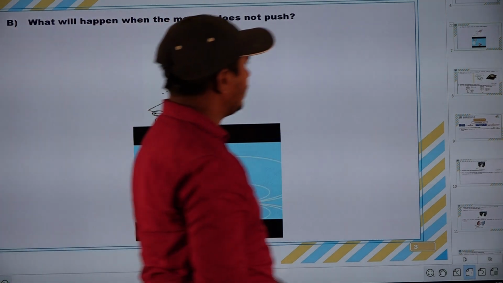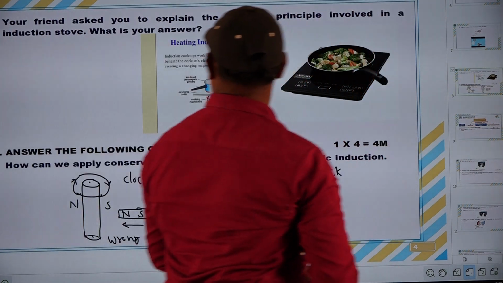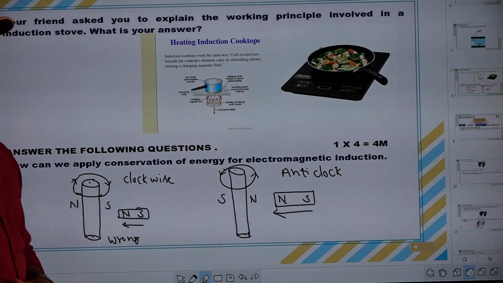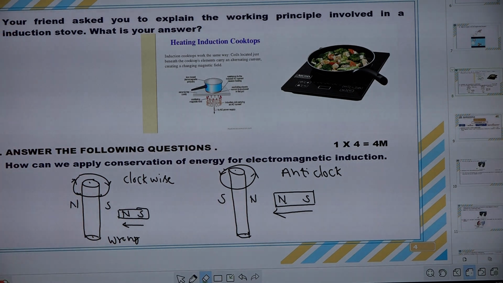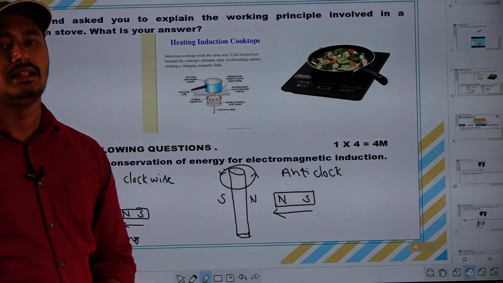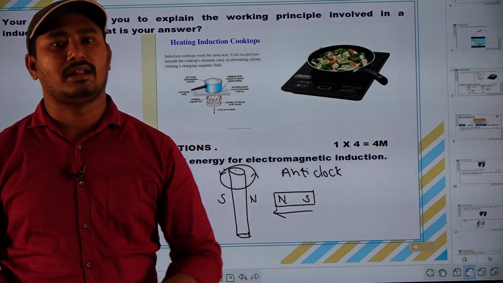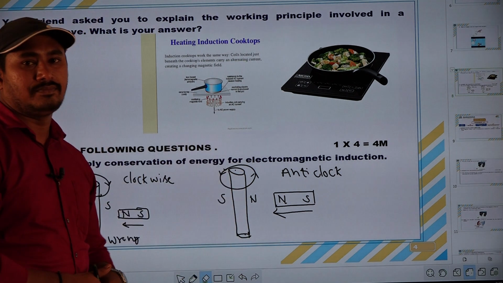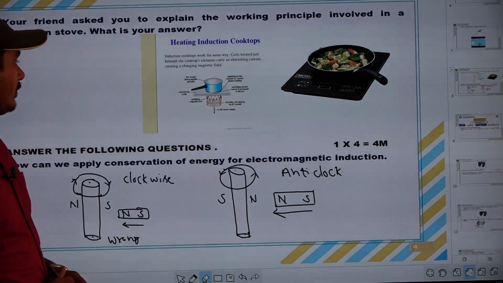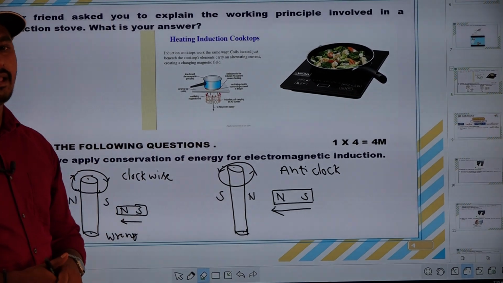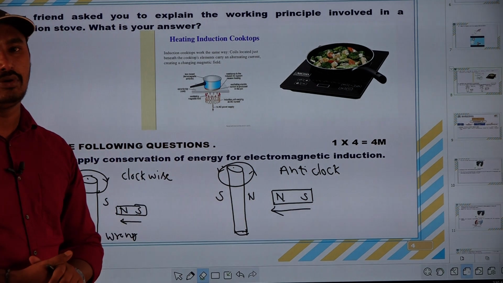Okay, next question is the fourth one. The fourth question is: your friend asked you to explain the working principle involved in an induction stove. What is your answer? Just now we discussed that the induction stove is the main example for electromagnetic induction. See, this is the induction stove. Inside the induction stove you have to observe that there is one coil. So when current is passed through the coil, magnetic flux will be produced.